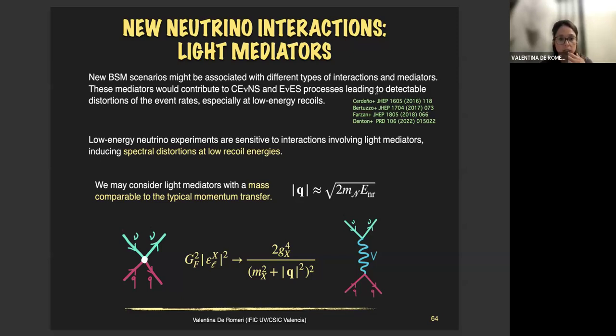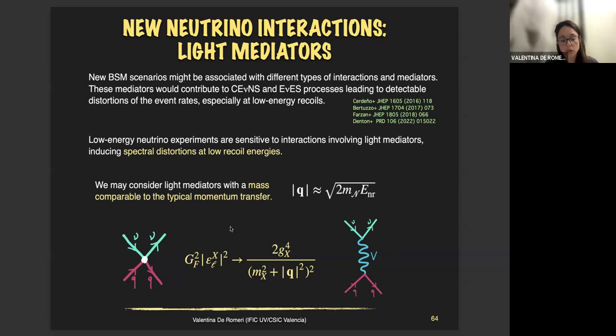And then also because these experiments, the CEvNS experiments in particular, those that use neutrinos from nuclear reactors, are very sensitive to spectral distortions at low recoil energies. And this is the signature that we would expect when we consider the presence of some new interactions mediated by a light particle. So we can think about going from an effective interaction like this one to another one as shown in the diagram on the right, mediated by, for instance, a light vector particle.